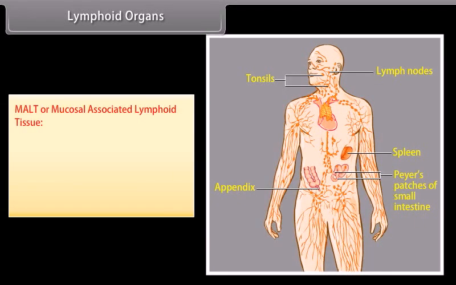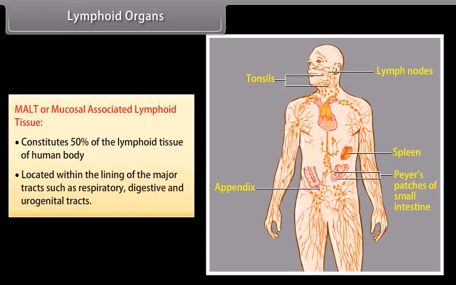MALT, or mucosal associated lymphoid tissue, constitutes 50% of the lymphoid tissue of human body. Located within the lining of the major tracts such as respiratory, digestive, and urogenital tracts.